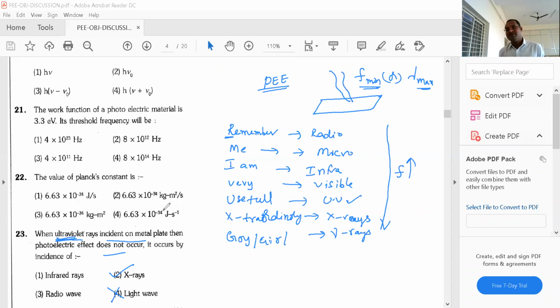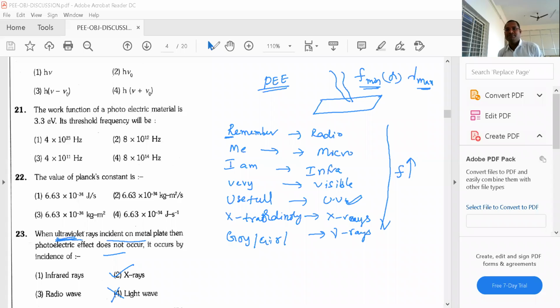Why do we need to replace? Because some minimum frequency is required. Below that frequency, no photoelectric emission occurs. That is the law of photoelectric effect. So below this frequency, if you use radio, micro, visible or infrared, electrons will never eject out. We need to use something still higher than UV rays, which means X-rays, the only option given here. So X-rays is the answer.